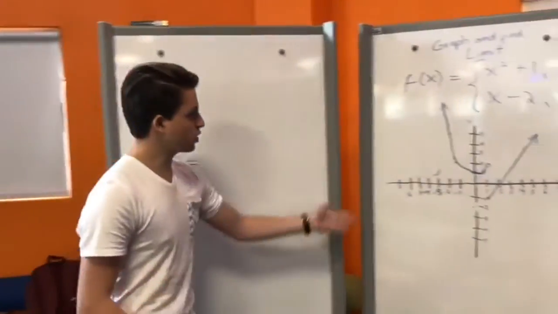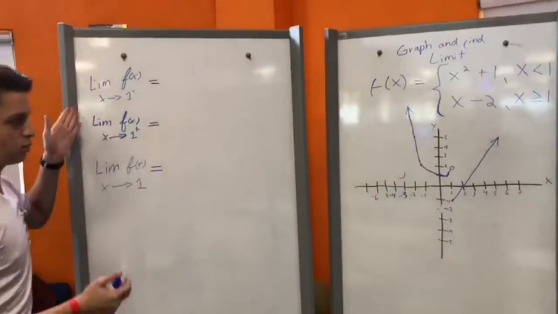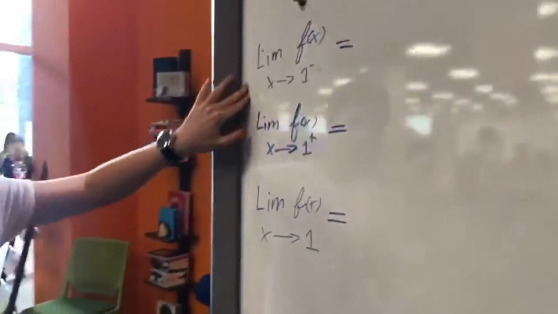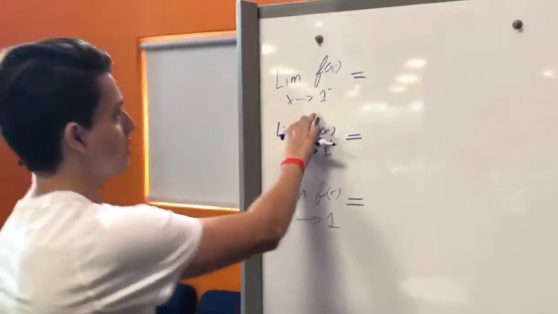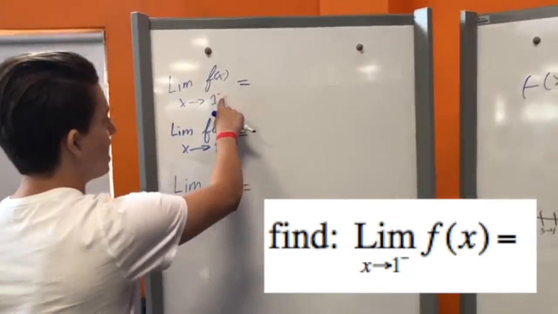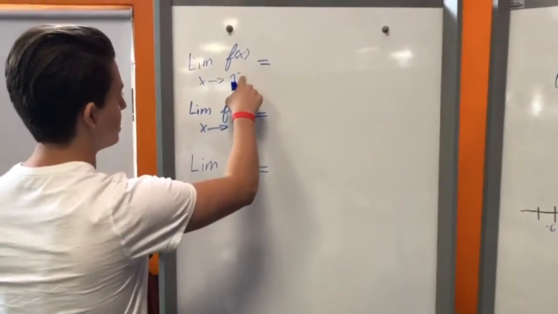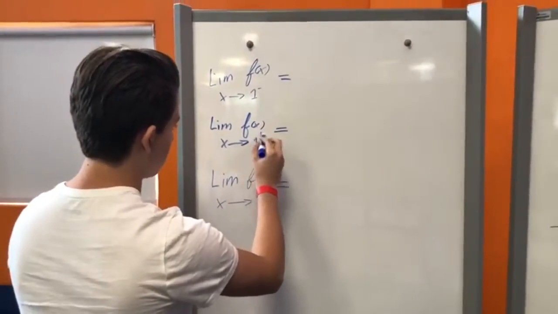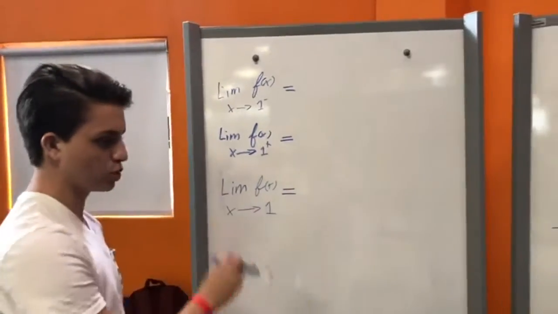Okay, so now that we have our graph ready and right, we have to find what the question asks us. That is to find the limits of this function. And so here in the first one you have to find the limit of the function as x approaches 1 from the left side. If you have a negative over at top of the number like this, it means from the left side. If it has a positive number over the number, it means from the right side, and if it doesn't have any, it's from both sides.